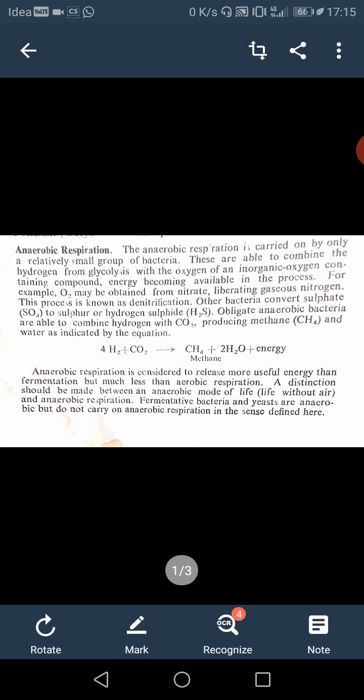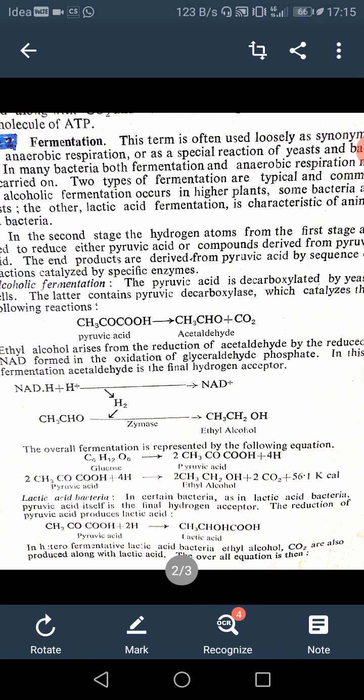In the anaerobic respiration of certain fungi, for example the common mushroom, carbon dioxide is produced and no ethyl alcohol is formed. The next part is fermentation. The term fermentation is often used loosely as synonymous with anaerobic respiration, or as a special reaction of yeast and bacteria. In fermentation, one molecule of glucose is converted into two molecules of ethanol and two molecules of carbon dioxide. Fermentation, like glycolysis, is a sequential series of reactions that occurs in the absence of oxygen.